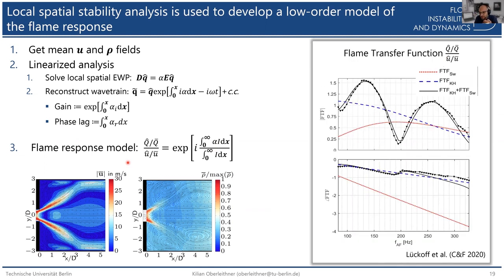And here you just see briefly a result. So the black symbols here are measurements of a flame transfer function, which was measured in this rig here, and the black line here is the prediction from our low order model here. And there are some details I can explain if you have questions afterwards.